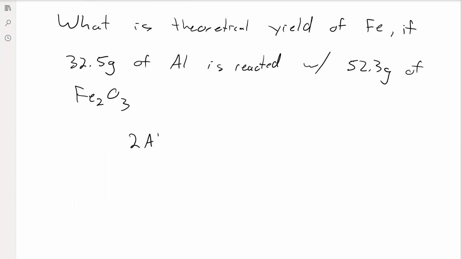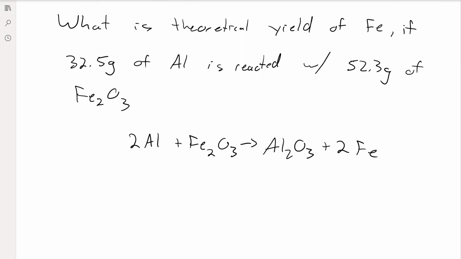So 2 aluminums combine with 1 iron oxide to form 1 aluminum oxide plus 2 irons. So let's think about this for a little bit. What we want to do is similar to what we did last time. Take a look at each component, calculate its theoretical yield, and then pick the smaller one.